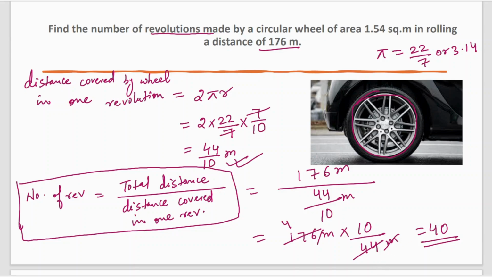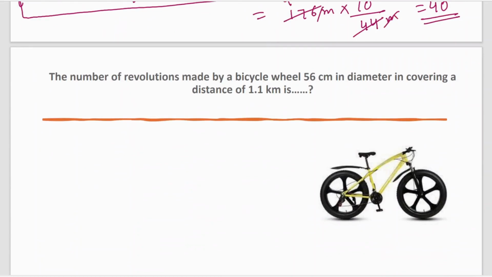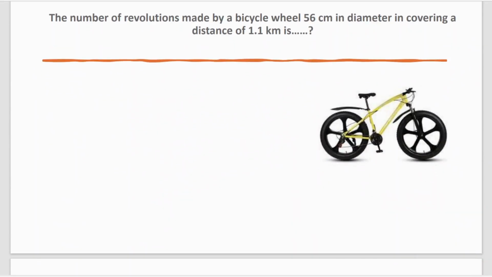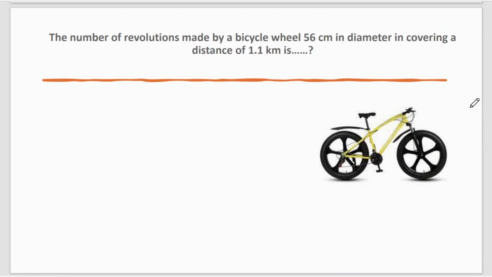Now the next question. Find the number of revolutions made by a bicycle wheel 56 centimeter in diameter. Whenever you are given the diameter, you know diameter is nothing but 2 into r. So if diameter is given as 56, that means 2r is 56. From here r is calculated and it is 28 centimeter.